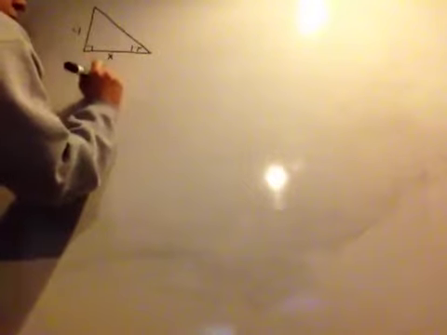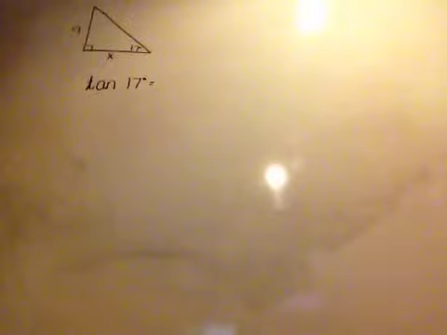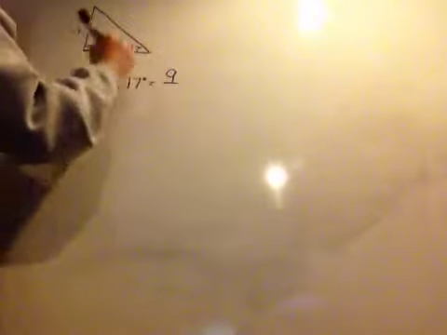So for the next one, we are given an angle measure, one of the lengths of our legs, and then we are looking for the length of the other leg. So to find the value of x, we're using the tangent ratio. Tangent of 17 degrees is equal to the length of the leg opposite of 17 degrees, which is your 9, over your adjacent leg, which is x.